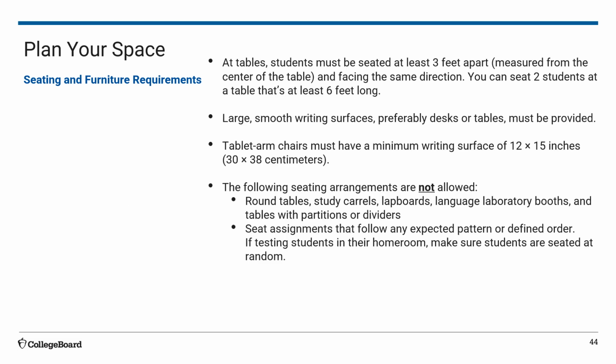Please review the following seating and furniture requirements as you prepare your space for the spring administration. As an example, at tables, students must be seated at least 3 feet apart, measured from the center of the table, and facing the same direction. You can seat 2 students at a table that's at least 6 feet long.